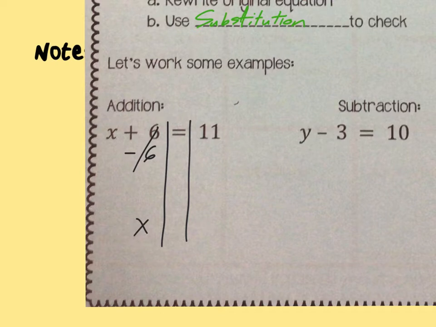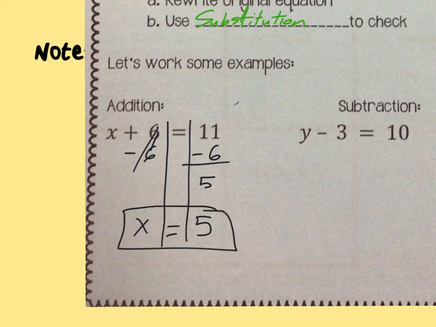And here's the thing that you have to understand about equations. If I do something to one side of the equation, like I subtracted 6 here, I have to subtract 6 here. So I'm going to subtract 6 here, and I get 5. So I'm left with x equals 5. Put a box around it.